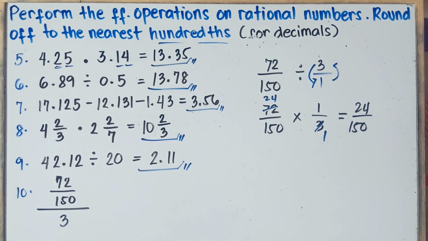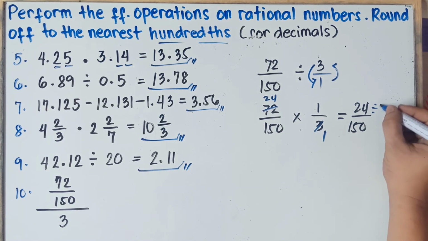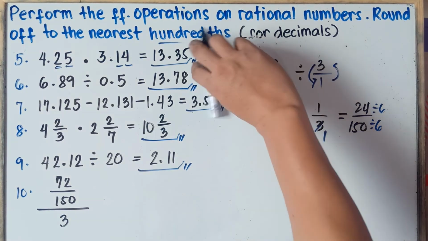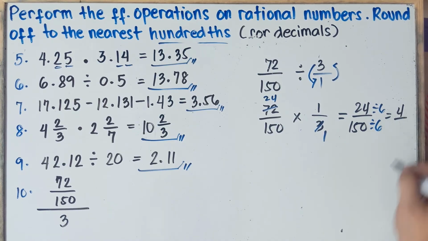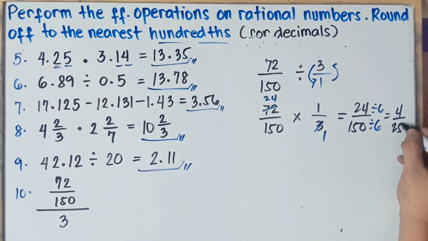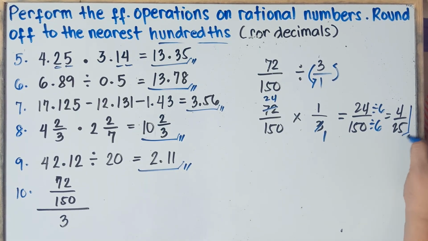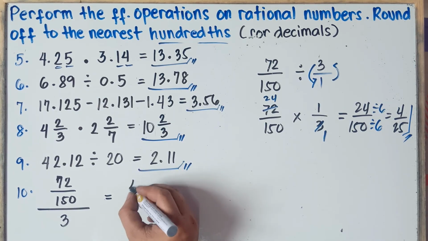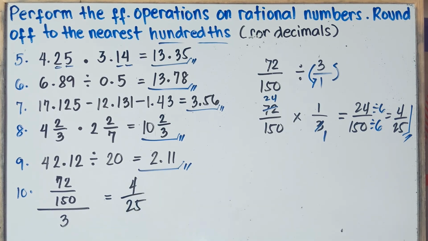So check, class, can we reduce our answer? Yep, we can actually reduce. The greatest common factor of 24 and 150 is 6. Divide by 6. 24 divided by 6 is 4. 150 divided by 6 is 25. And we're all set, class. That's the answer for number 10. 4 over 25. All set.